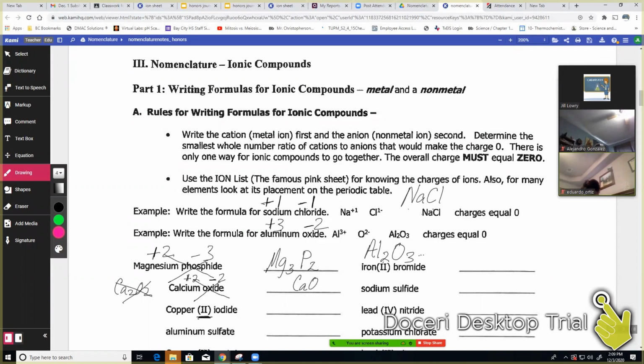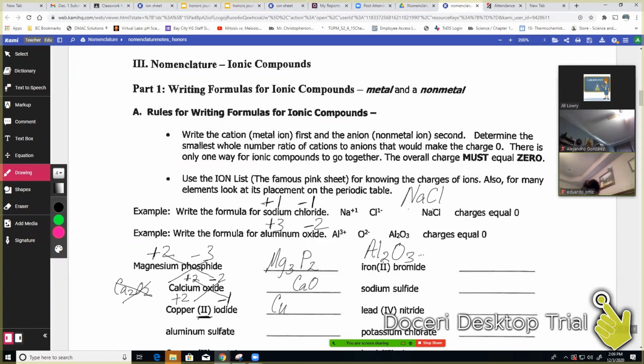That right there tells me this is a +2. So I don't even have to look on my sheet. This Roman numeral tells me the charge of the metal in front of it. It doesn't tell me what the subscript is supposed to be. Iodide is a -1. So smallest number they both would go into, 2.